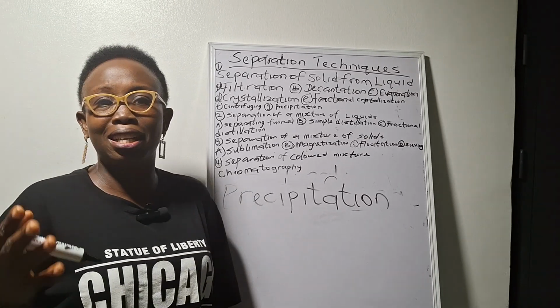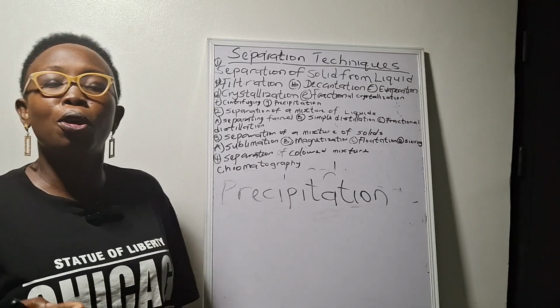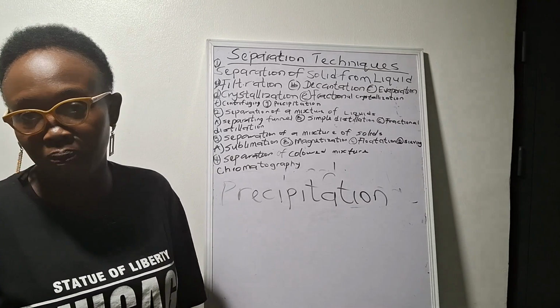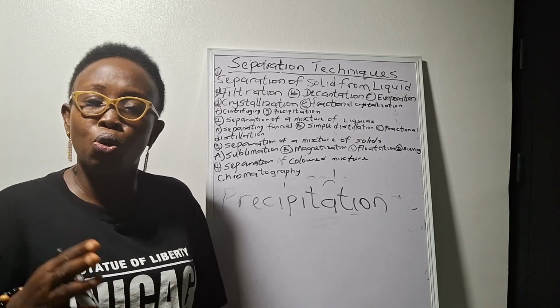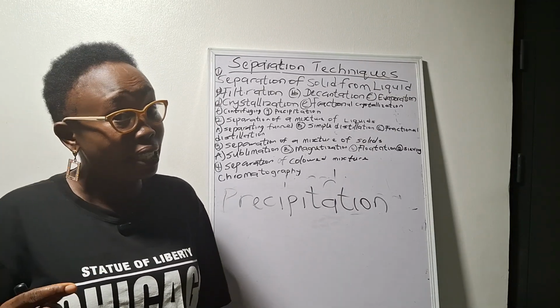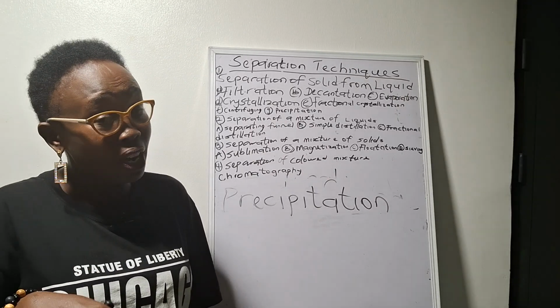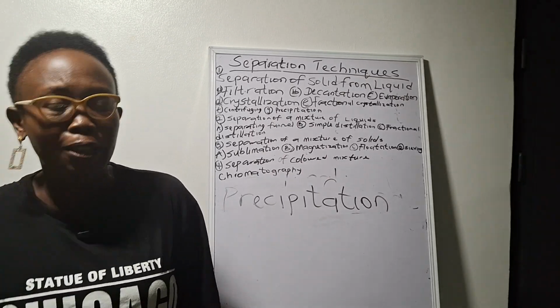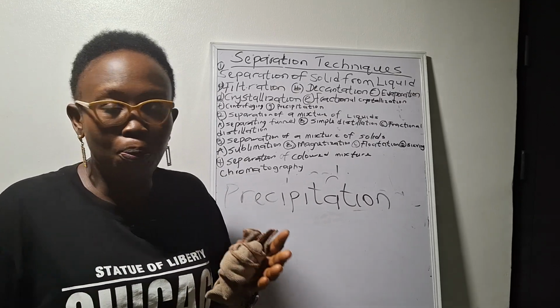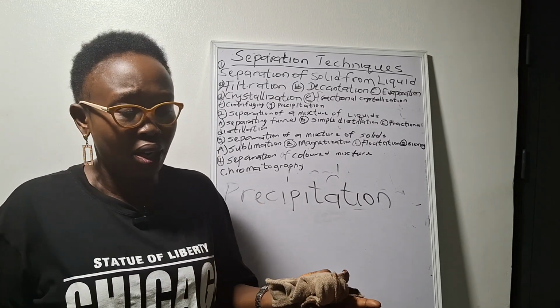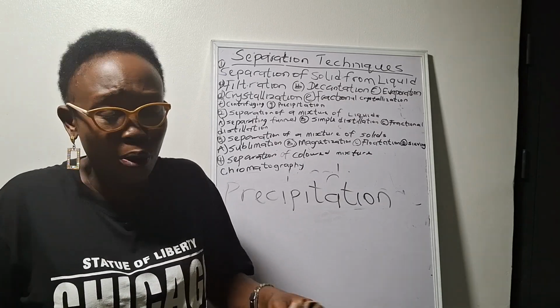Let's say we have a salt like sodium chloride. Sodium chloride is a soluble salt. And we have another one like iron 2 chloride. Iron 2 chloride is insoluble in another solvent. Now, sodium chloride and iron 2 chloride, both of them are soluble in water. You now get to a stage where you want to separate them.